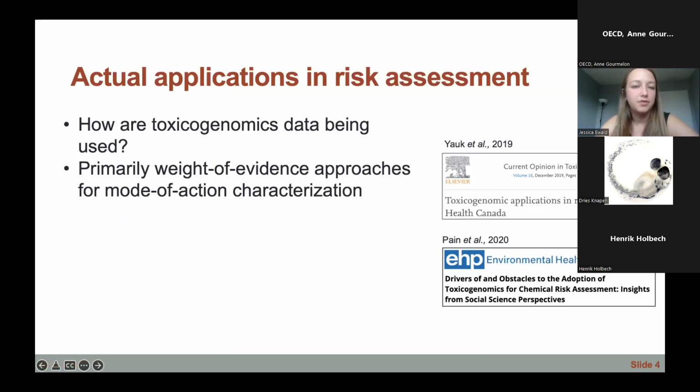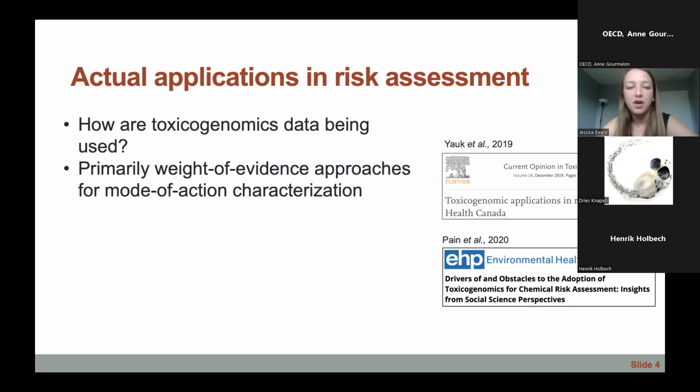So how are toxicogenomics data actually being used in risk assessment? There are a lot of interesting methods being developed in the academic literature, for example, combining machine learning with toxicogenomics data. However, how are these data actually being used in a regulatory setting? There is a useful study conducted a couple of years ago, just as an example, where they did a survey of all of the toxicogenomic applications in risk assessment at Health Canada.